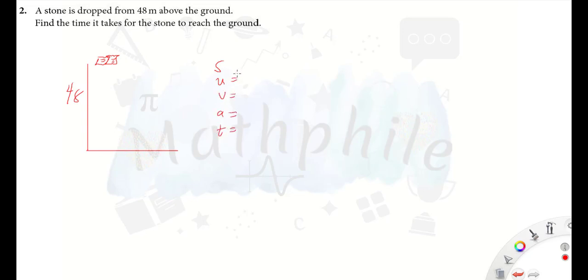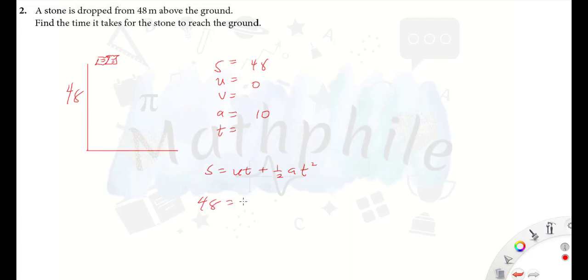The S given is 48. The U given is 0. It wasn't given, but common sense should tell you that it's 0. And acceleration due to gravity over there is 10. We can use S equal to UT plus half AT squared. And S is equal to 48.